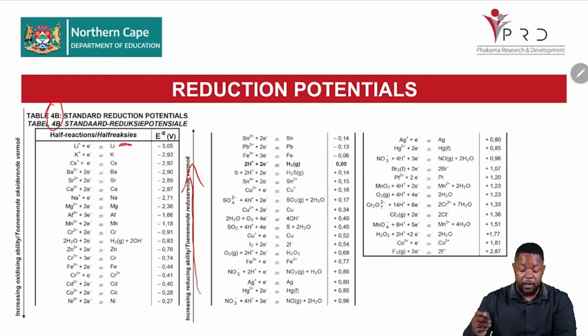We can also use the E cell values. You will see that the substance at the top is more negative than the substances below it. So if we take chromium and lithium, we'll see that the E cell value for lithium is more negative than the E cell value for chromium. So the more negative the E cell value, the greater the reducing ability. A substance with a more negative value will more likely undergo oxidation than the substance with a less negative E cell value.